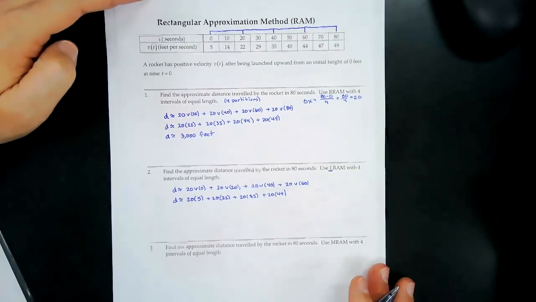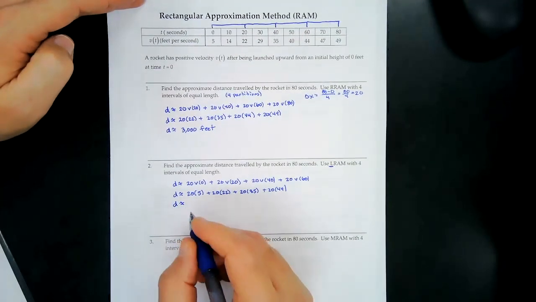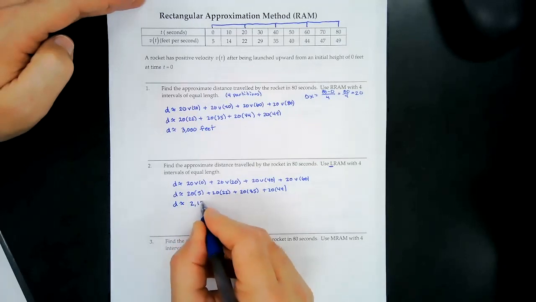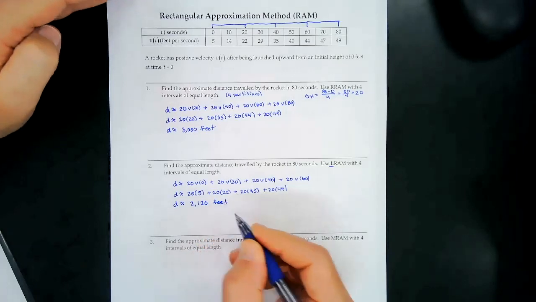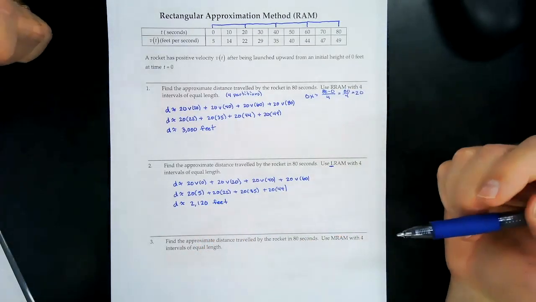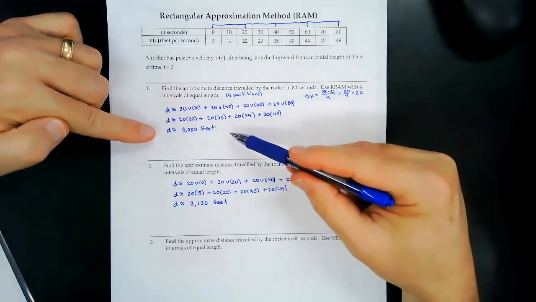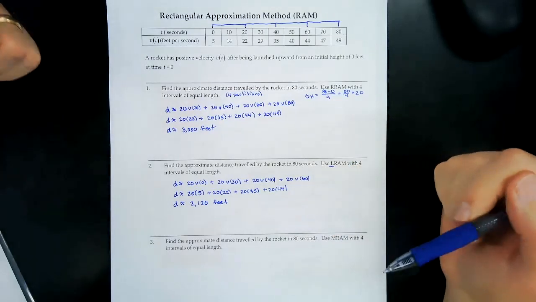Okay, and once again, I've already put this one in my calculator, so we're not going to have to worry about that. This turns out to be 2,120, and once again, this would be feet. So using RRAM, see the RRAM and the LRAM don't necessarily come out to be the same, right? The RRAM turned out to be 3,000 feet, and the LRAM turned out to be 2,120 feet.